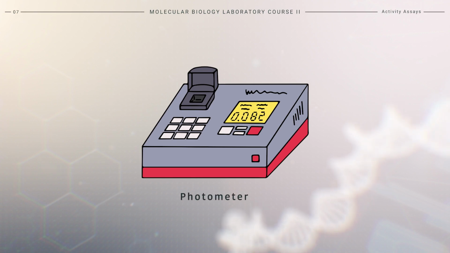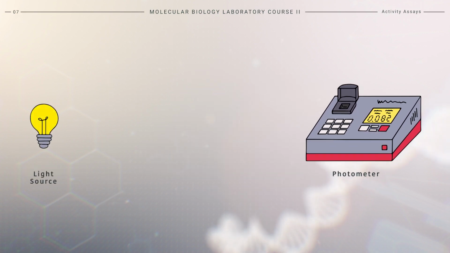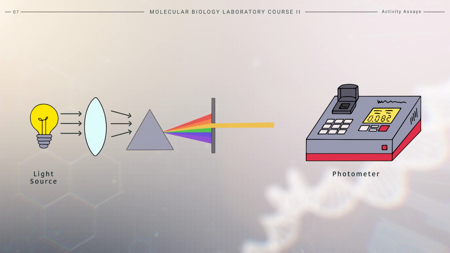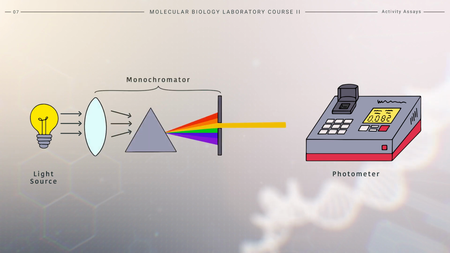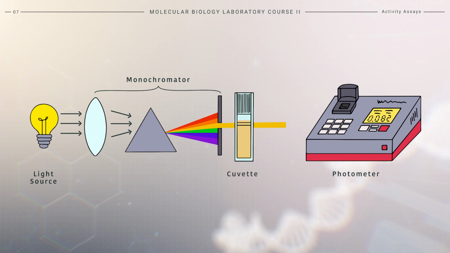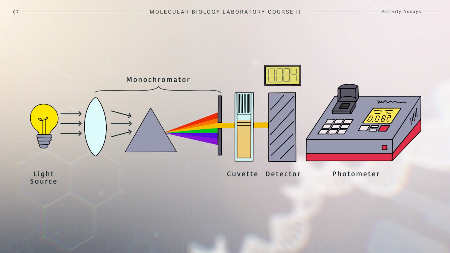A photometer has a light source that emits a light beam. Usually, this light is in the range of 200 to 800 nanometers. Initially, the light passes through a monochromator. This component isolates a specific wavelength from the light emitted by the light source. The selected light then travels through a cuvette containing the sample. The cuvette is placed in a sample holder. Finally, a detector measures the amount of light that passes through the cuvette.